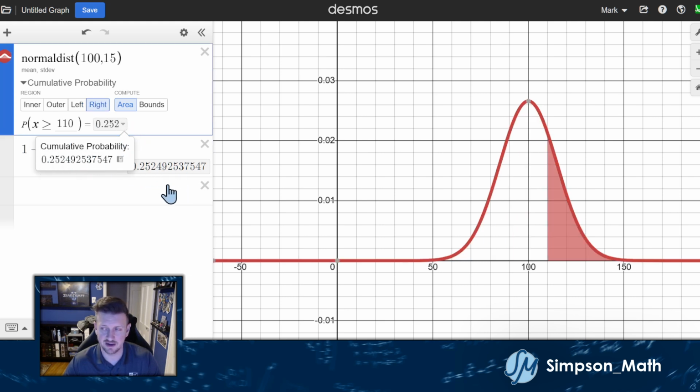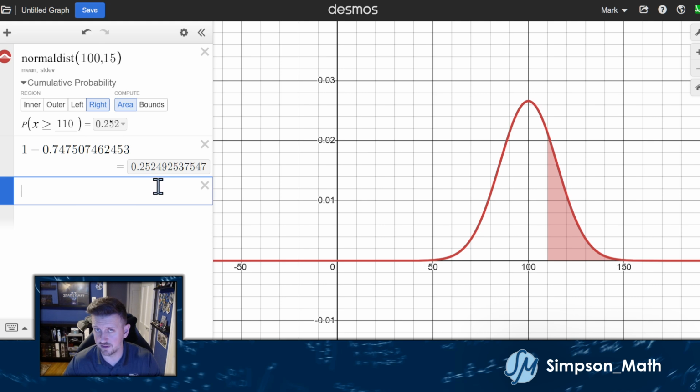It's the same number as that, because they're literally complements of each other. The area to the left is the complement of the area to the right. So if I want to find the area greater than 110, then it's just 1 minus what we found previously, or just do the area to the right. Again, showing you that there is no thickness here.